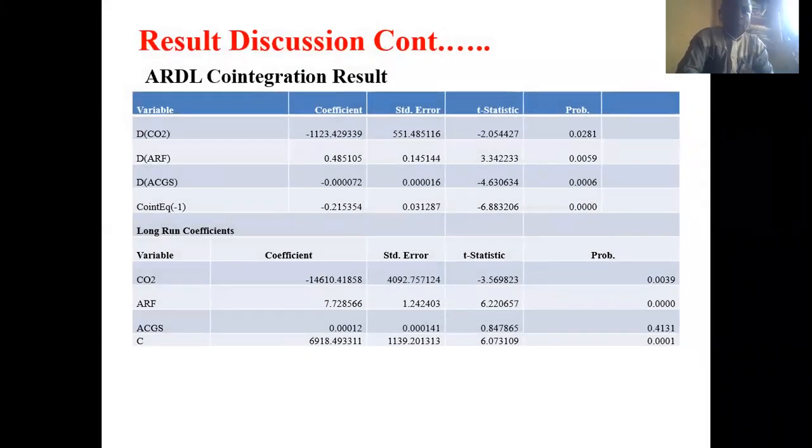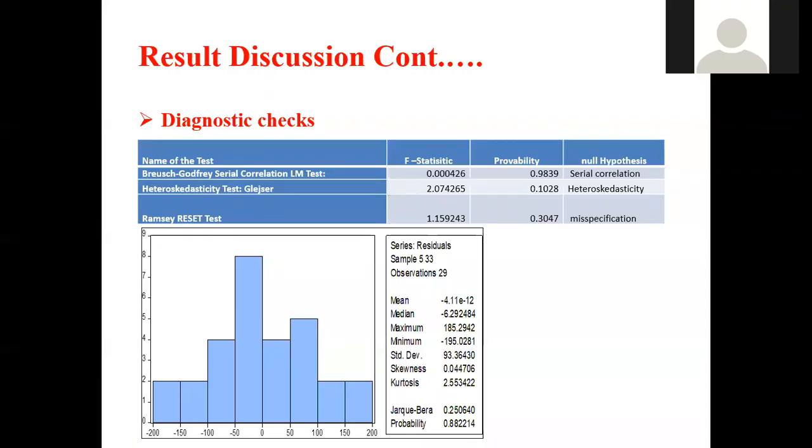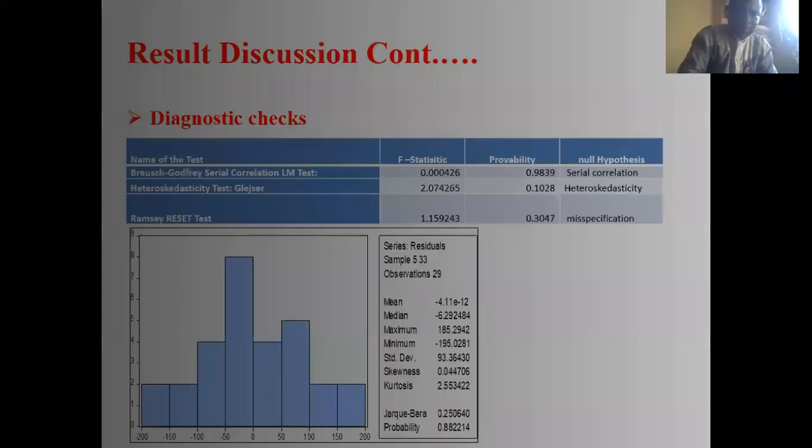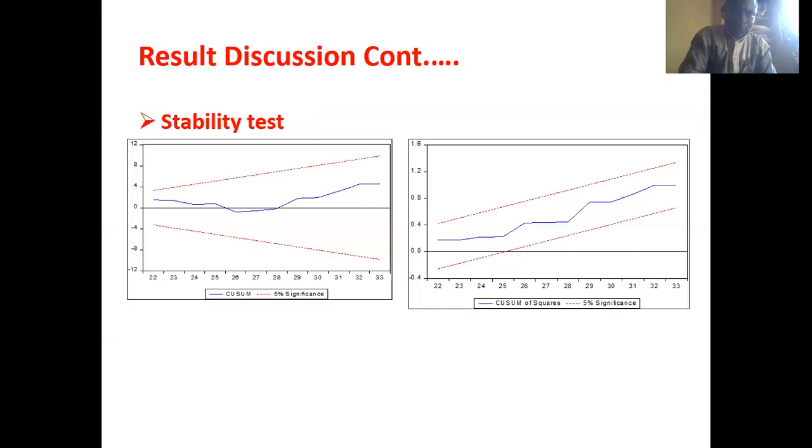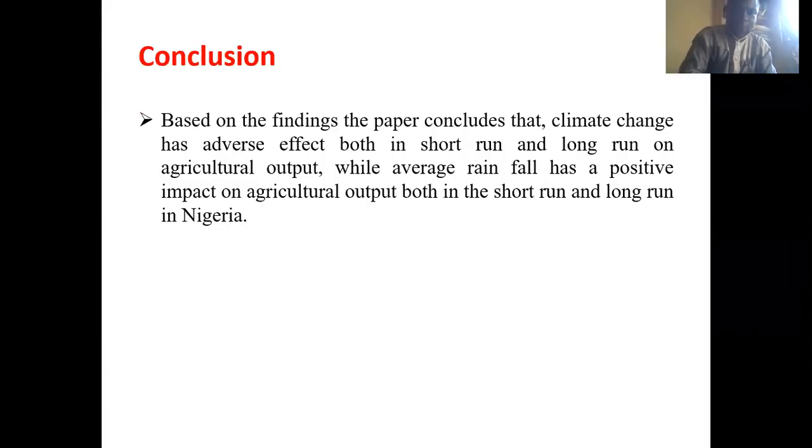So based on the co-integration result, the results still show that all the variables are statistically significant and less than 1%. This is what the result shows, both in the long run and the short run. Sir, can you please conclude the presentation? Yes, just go to the last slide for the result, not stability.